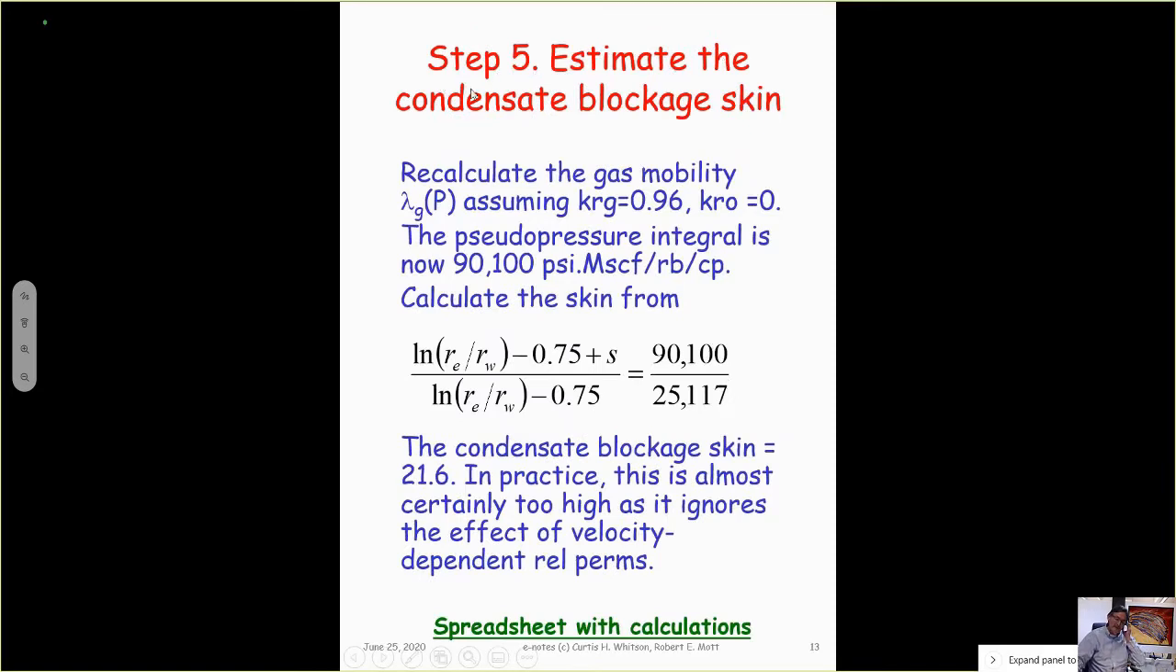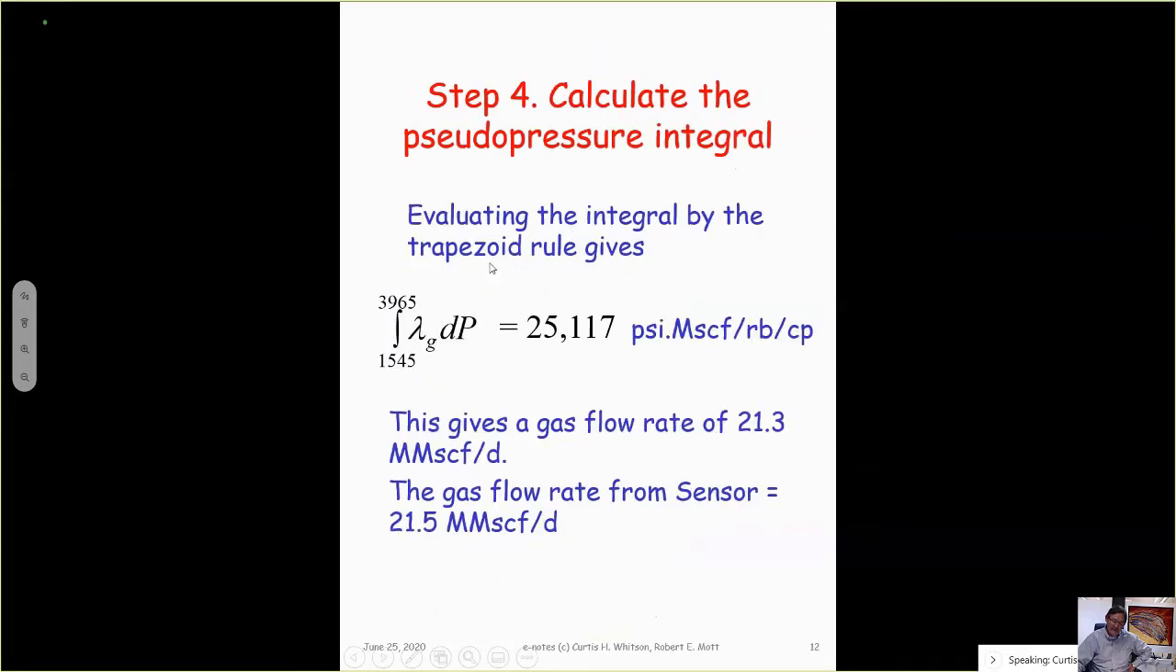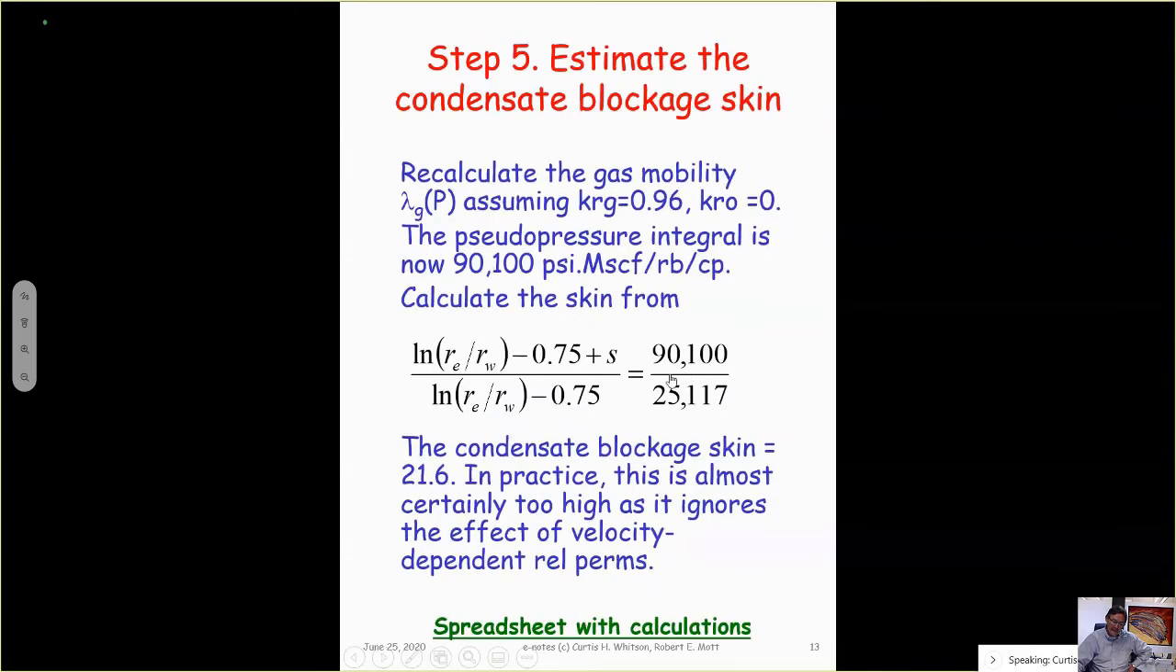So condensate blockage. So here what you can do is recalculate the mobility, assuming that KRG doesn't change. You just use the initial KRG. Calculate the pseudopressure integral. You get 90,000 area instead of 25,000 area. And basically the productivity index would have to change to represent this. And the condensate blockage, when you calculate this way, would have to be a value of 22.